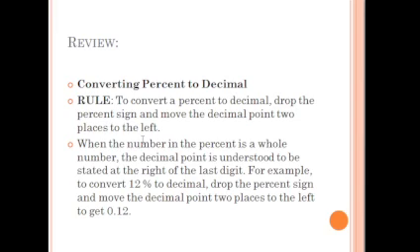For example, to convert 12% to decimal, drop the percent sign and move the decimal point 2 places to the left to get 0.12. So here, the decimal point is after the 2. So move it 2 places to the left. So 1, 2. So that becomes 0.12.